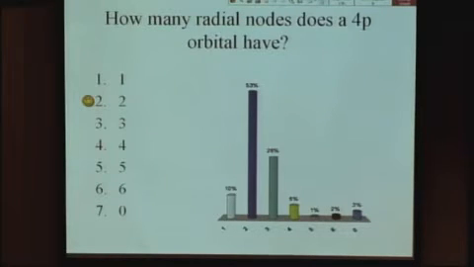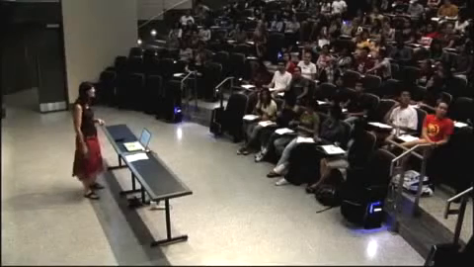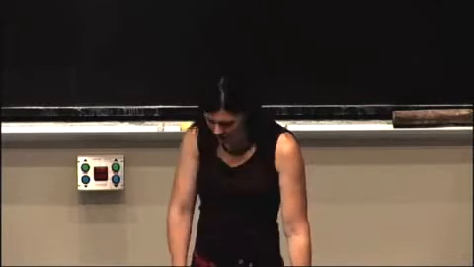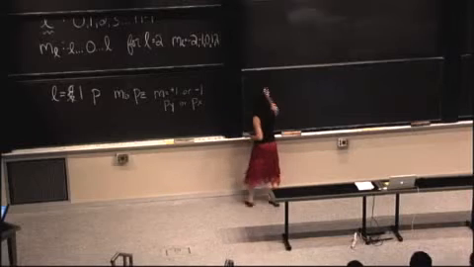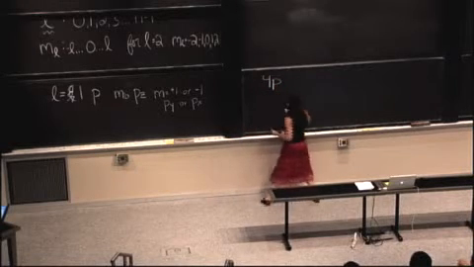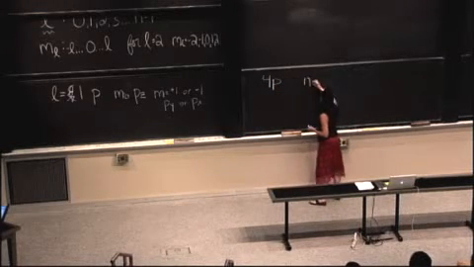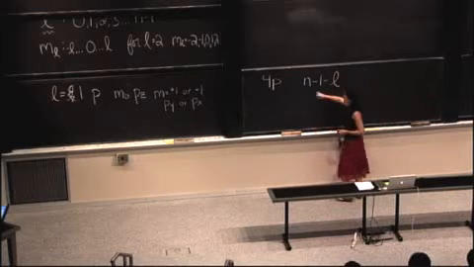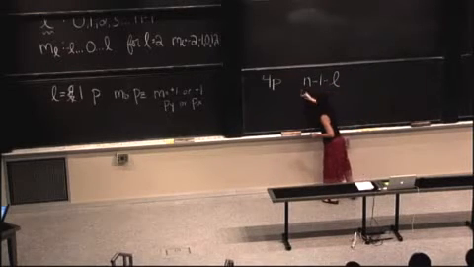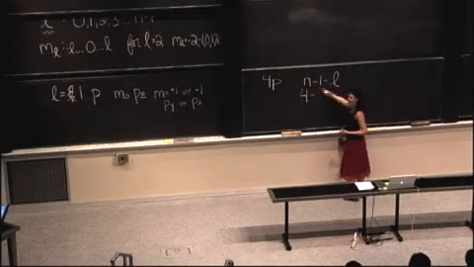Okay, so most people were correct, or, well, the majority at least were correct. And seeing that it's a 4p has 2 nodes, let's just write this out since not everyone did get it correct. So if we're talking about a 4p orbital, and our equation is n minus 1 minus l, the principal quantum number is 4, l is 1.